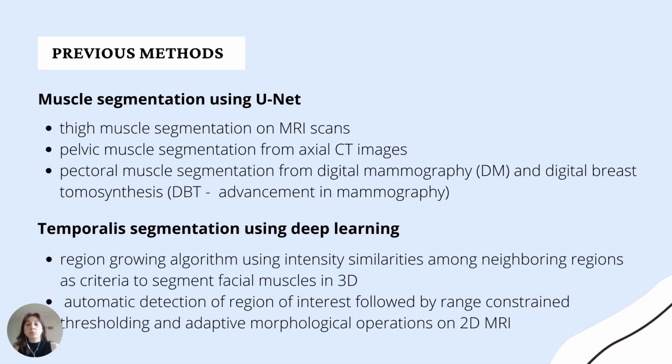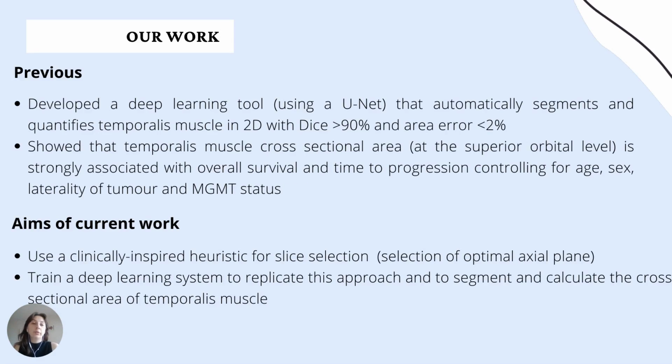However, no previous work used convolutional neural networks, or UNET, to segment temporalis muscle. Thus, we wanted to see if this was feasible. In our previous work, we have developed a deep learning tool that automatically segments and quantifies temporalis muscle in 2D, with a dice overlap score of over 90%. We have also shown that temporalis muscle cross-sectional area is strongly associated with overall survival and time to progression in BM patients. In our current work, we aim to use a clinically inspired heuristic for slice selection.